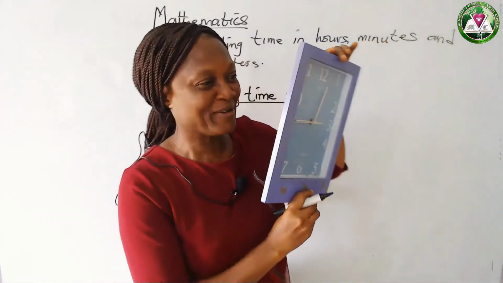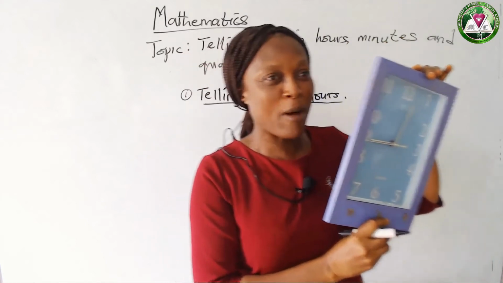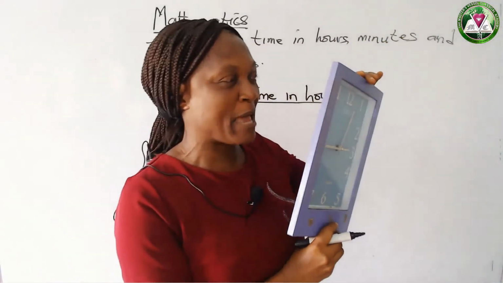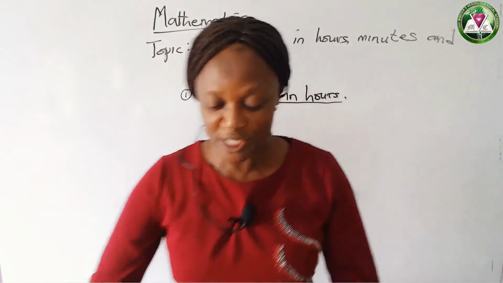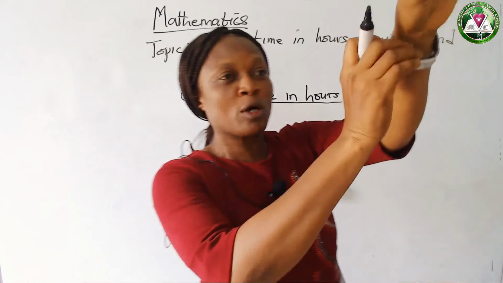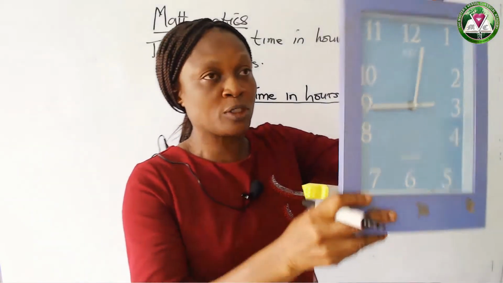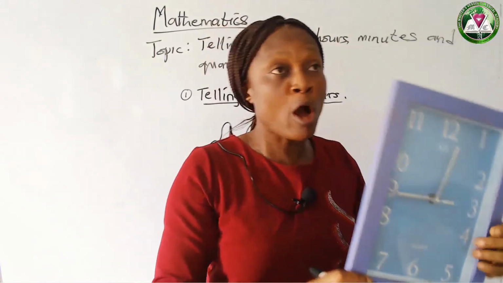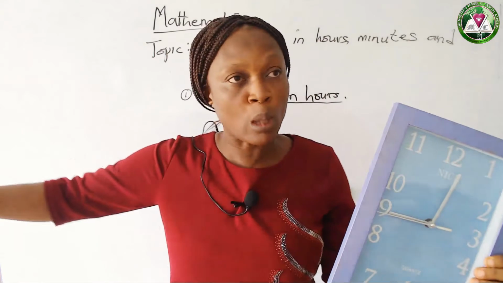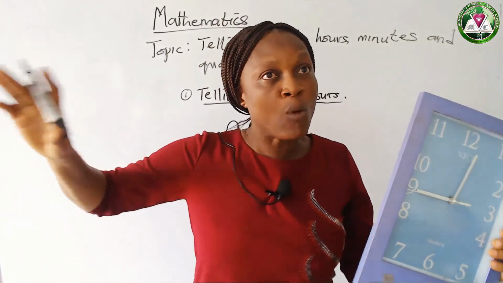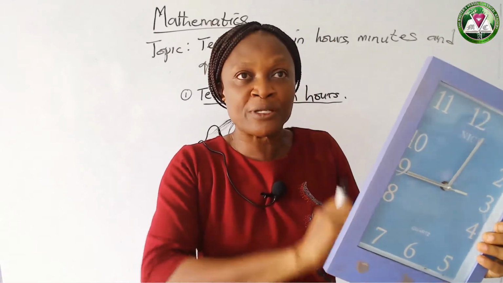This is a wall clock. And for you to tell the time in hour, you must have either your wristwatch. This one I'm wearing here, we call it what? Wristwatch. Then this other one, we call it what? Wall clock. We also have other clocks, like you have table clock, you have wall clock, different types. And also you have the wristwatch.